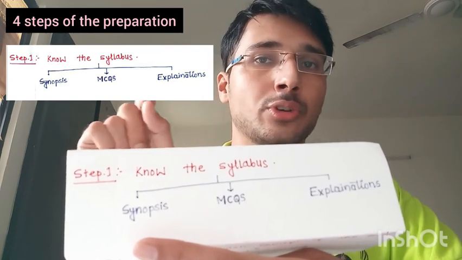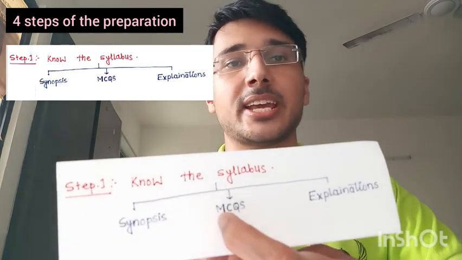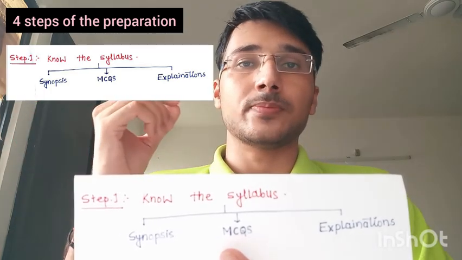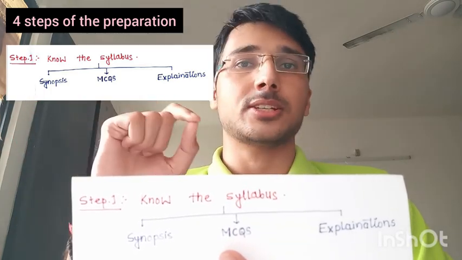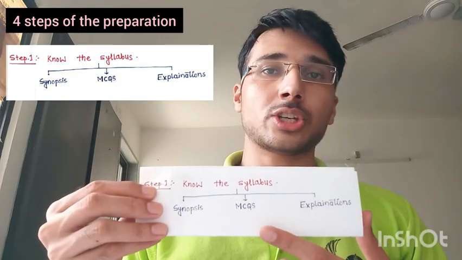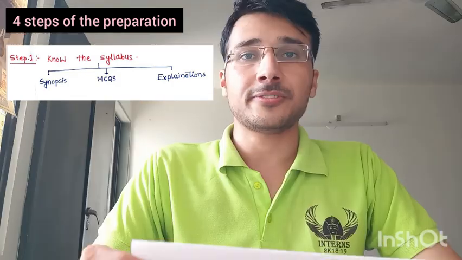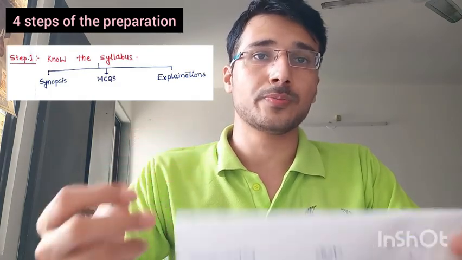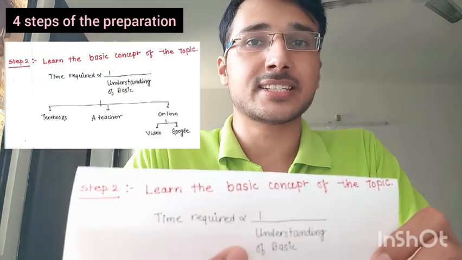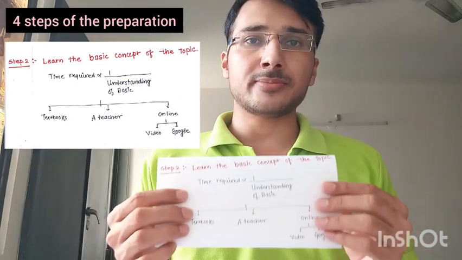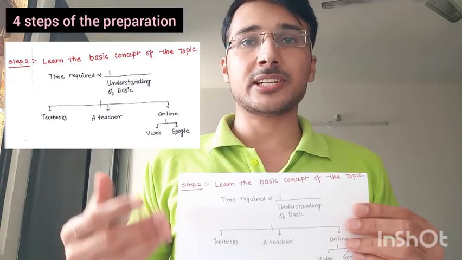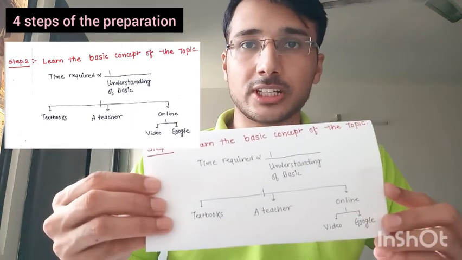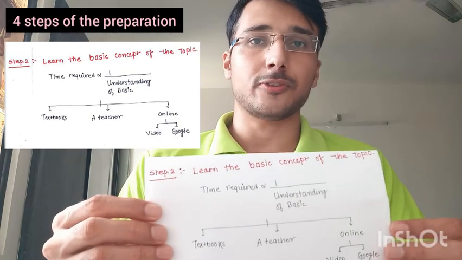After that, you go for MCQs. These MCQs have been asked in previous year exams, so these are the most important topics you should cover. After solving MCQs, you go for the explanation. If you don't understand the explanation, you go for step 2. That is learning the basic concept of your topic. Now the time spent in this step is inversely proportional to your understanding of the concept. If you know the concept, you will need less time for this step.